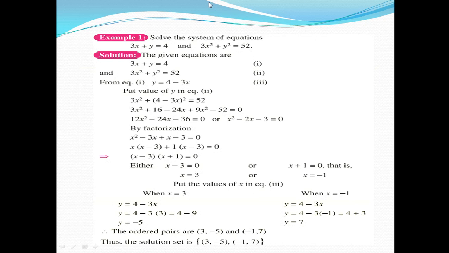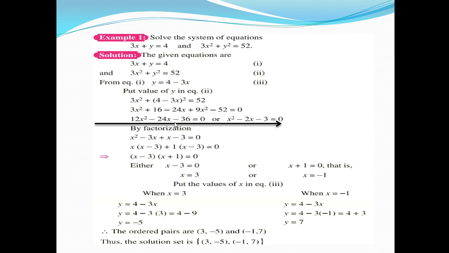Example number 1: the system of equations 3x plus y is equal to 4 and 3x square plus y square is equal to 52. The given equations are 1 and 2. The first equation is linear and the second equation is quadratic. Solve equation number 1: y is equal to 4 minus 3x. Put the value of y in equation 2, then get the values after simplification.